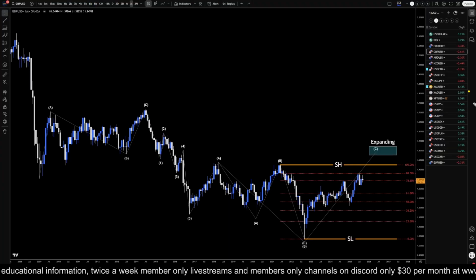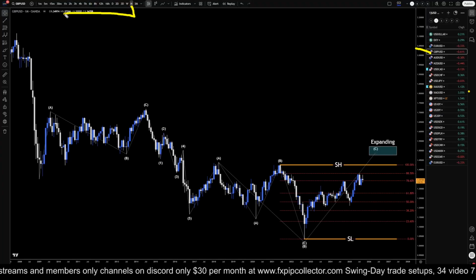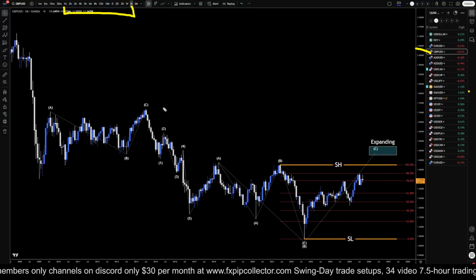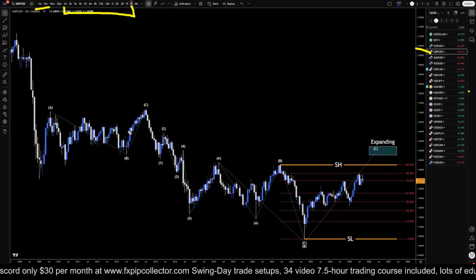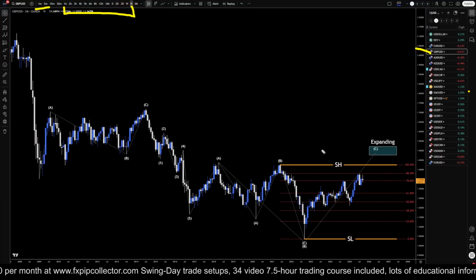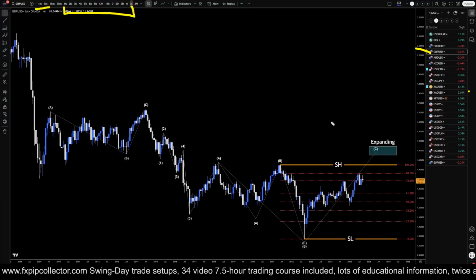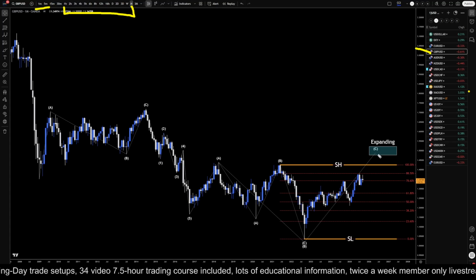Today is Sunday, September 21st, and this is my analysis for the pound US dollar. We're doing the full top-down analysis from the monthly time frame all the way down to the 1 hour. In my eyes, it doesn't really matter what time frame you're trading. You could be trading the 1 minute time frame, and these higher time frames are definitely still very important for direction.